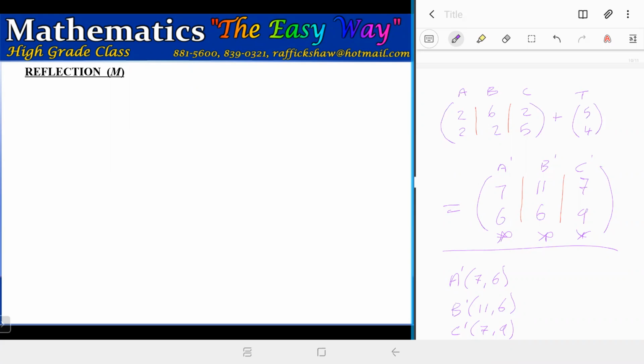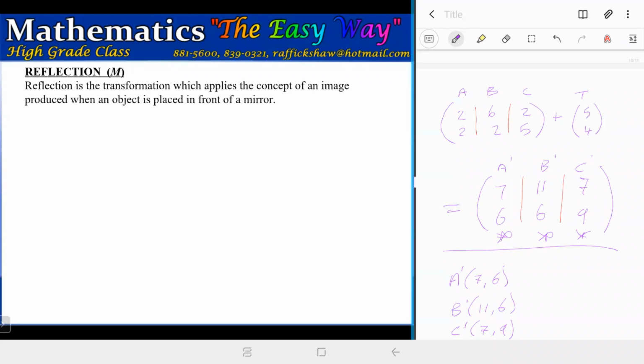So reflection applies the same concept of what happens when you place an object in front of a mirror, and you get that image. That's what this is saying. So reflection is a transformation which applies a concept of an image that is produced when an object is placed in front of a mirror. So think of it. If you go close to the mirror, your image comes close to you. If you go far back from the mirror, then the image is also stepping back. And so we know that the image distance will always be equal to the object distance.